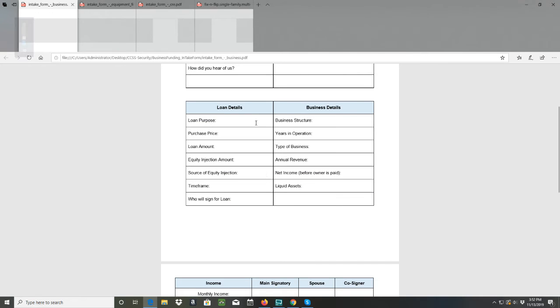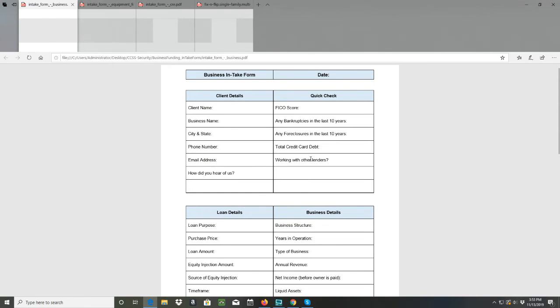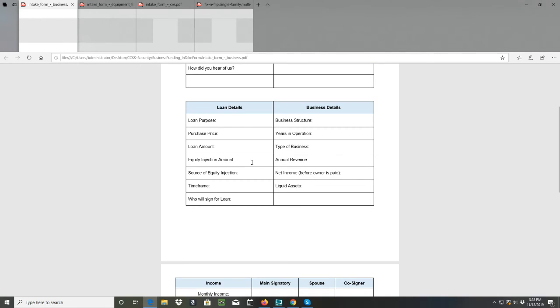Scrolling on down, loan details. I would ask you the loan purpose, your business structure, purchase price, years in operation, which may or may not be relevant there. Then loan amount, type of business, equity injection amount, annual revenue, and source of equity injection. If you can or cannot answer any and all of these questions, just do the best you can, and you'll have some further consultation.